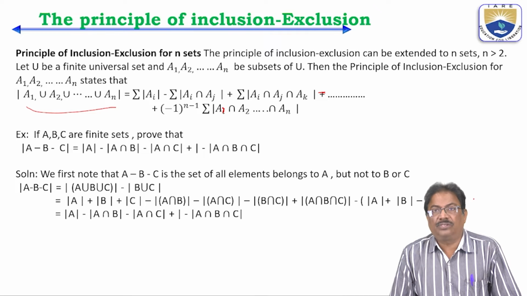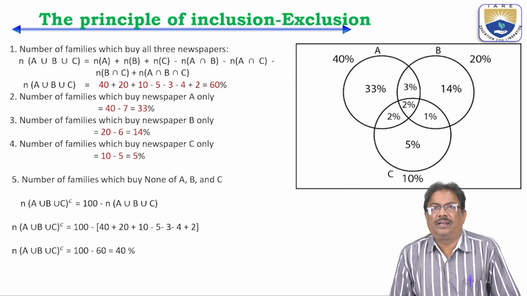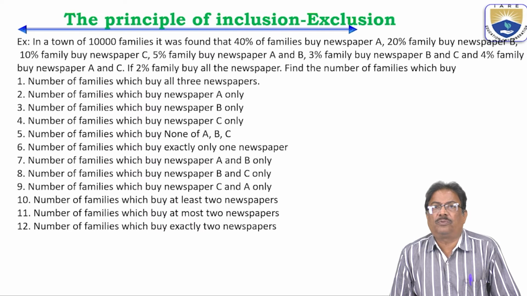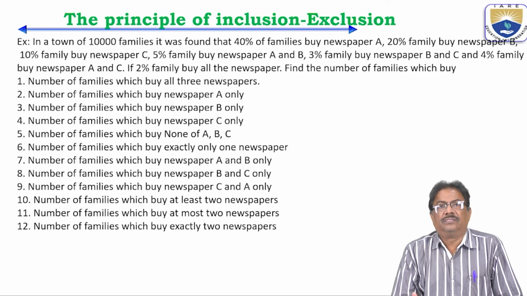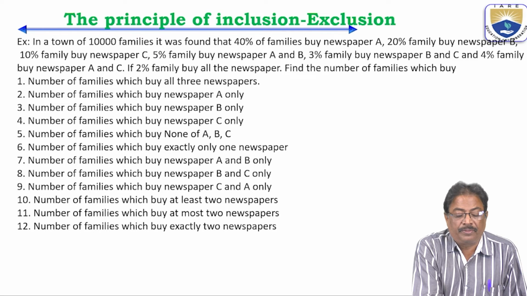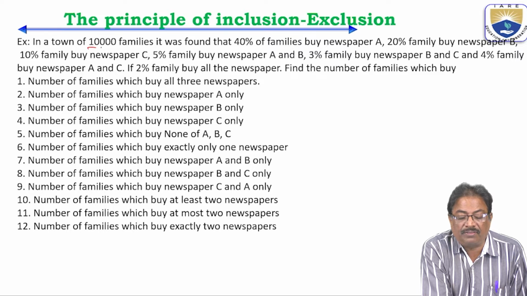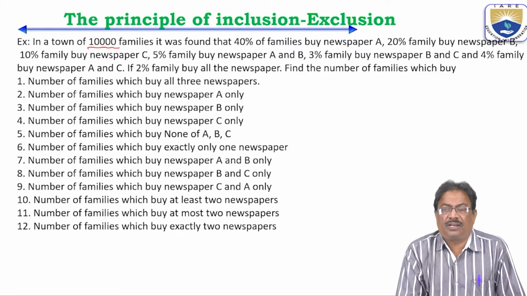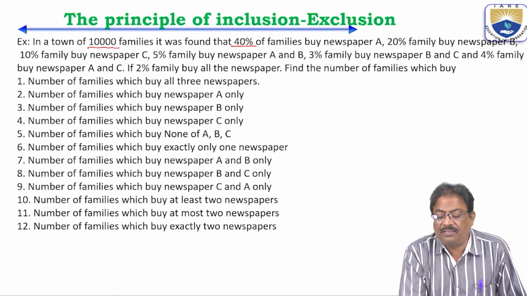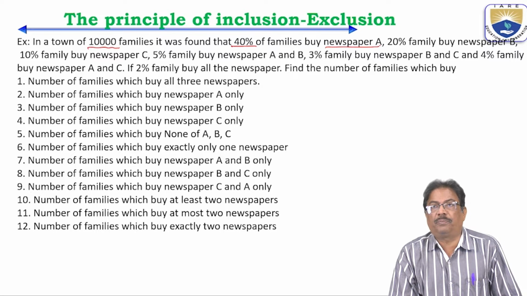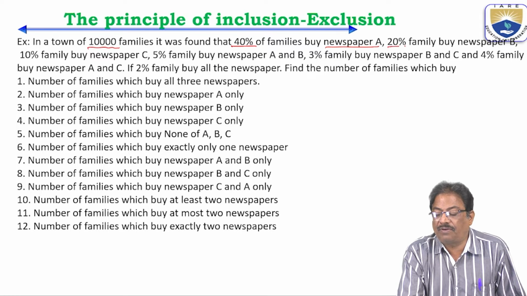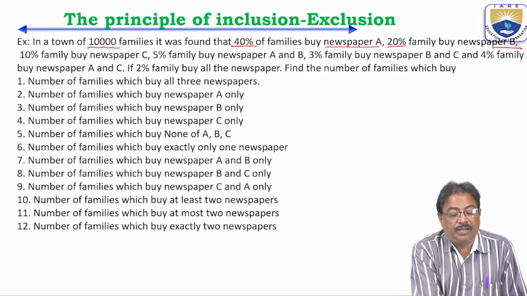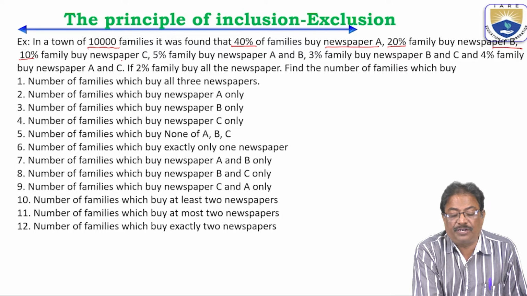n sets. Now we are going to discuss some of the problems related to the principle of inclusion and exclusion for two sets or for three sets and so on. So now let us concentrate on one example. A town has 10,000 families. It was found that 40% of the families studied newspaper A, 20% of the families studied newspaper B, and 10% have studied newspaper C.